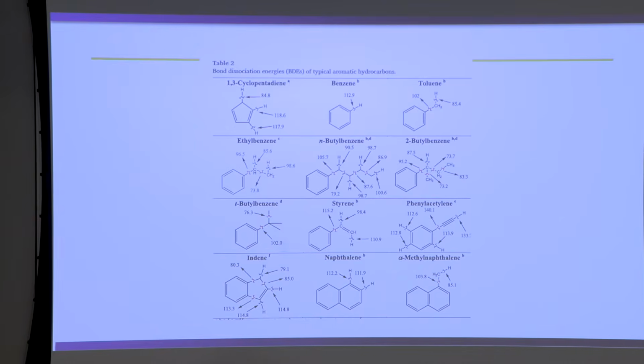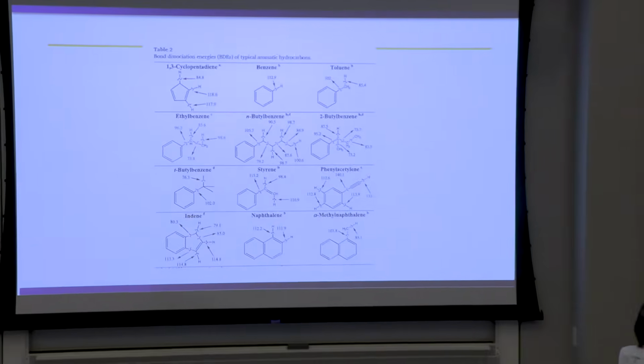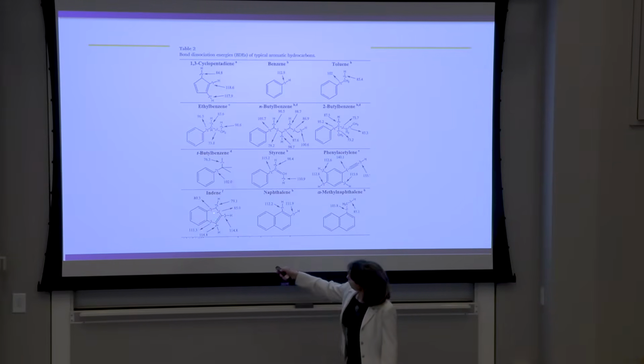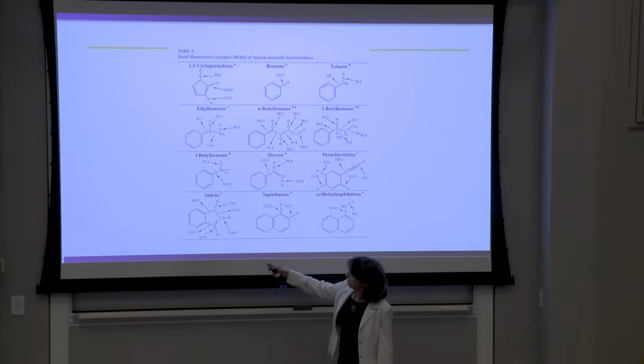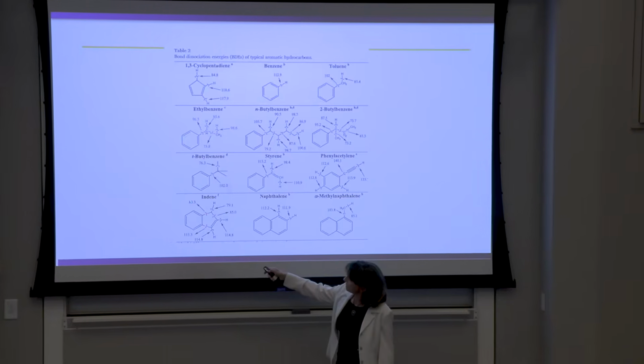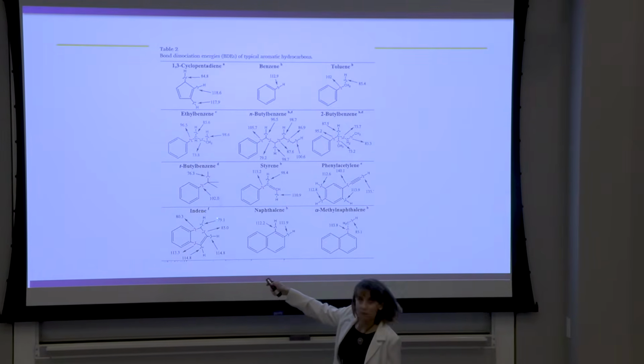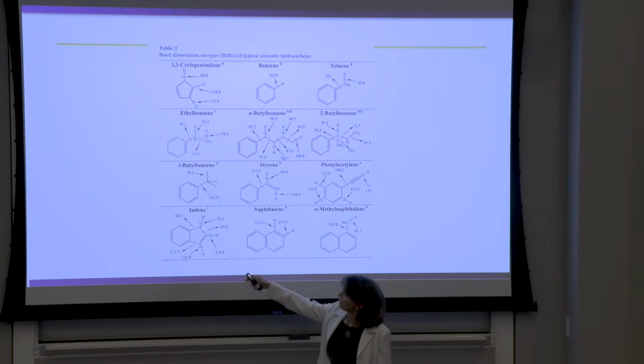This is a good way to start: looking at the bond dissociation energy. So you see here, for example, this is indene, right? There is a 6-member ring and a 5-member ring. Now, if I break this bond, it is 80.3. If I break this carbon-hydrogen, it is 79. This is 85. So do you see the difference?